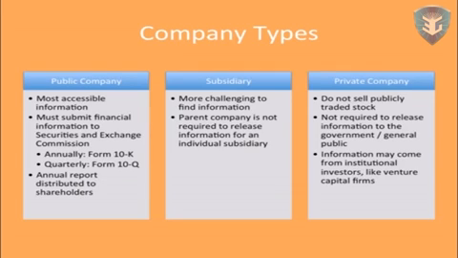Subsidiaries are more challenging to research since the parent of a subsidiary is not required to report information for an individual subsidiary. As a result, subsidiary information is often found only upon careful review of a parent company's disclosures. Similarly, private companies do not sell publicly traded stock. Therefore, they are not required to release information to the government or general public. Information may come from institutional investors, such as venture capital or private equity firms.